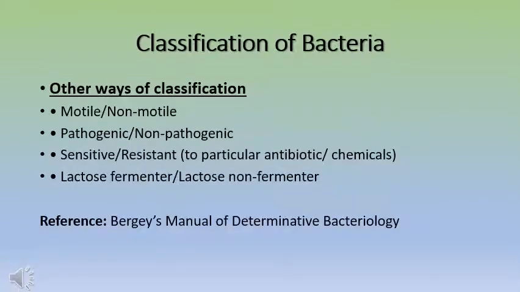Now, at the end of the lecture, some other ways of classification. We can also classify bacteria on the basis of their motility or non-motility. Some bacteria are motile and some are non-motile. Salmonella is a highly motile organism. On the other hand, Klebsiella is non-motile. Some are human pathogenic, and most of the microorganisms present in the GIT are not causing any disease. They are non-pathogenic. Some are resistant toward antibiotics, and some are sensitive to antibiotics.